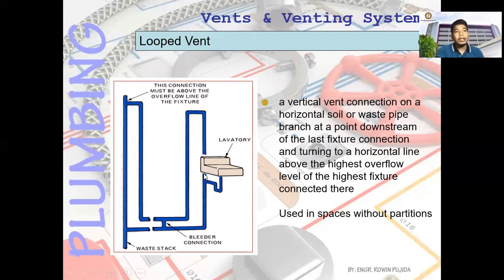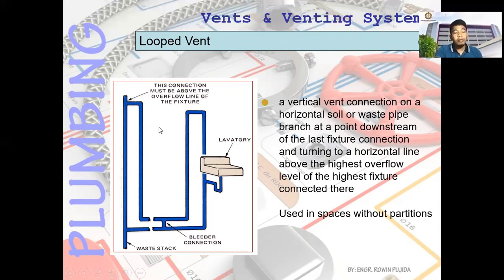So it is called a loop vent since it passes through a small area and then connects to your main stack or waste stack. Loop. So that is called loop since you have a circular path. That is a loop. A vertical vent pipe is one. Then since you have a turning to a horizontal line above the highest flow level of the highest fixture connected here.